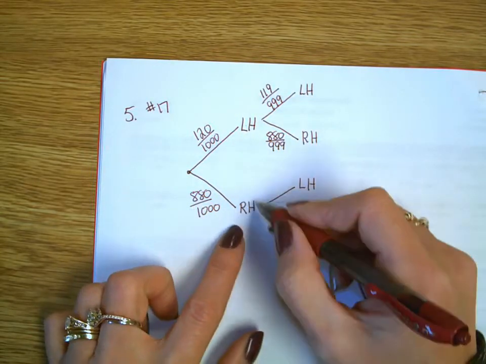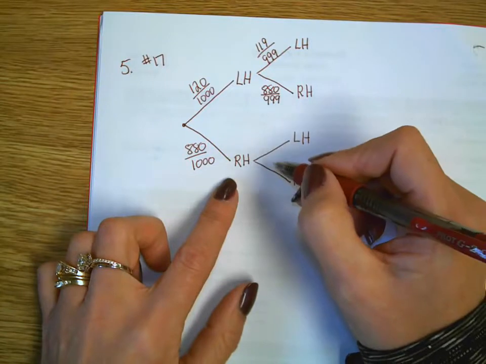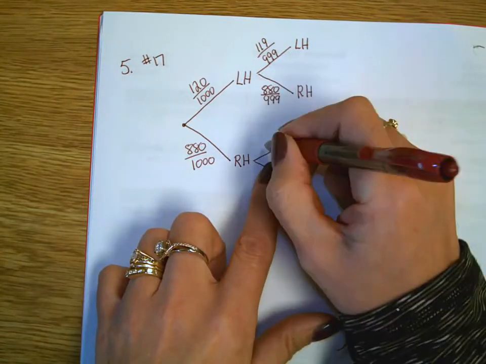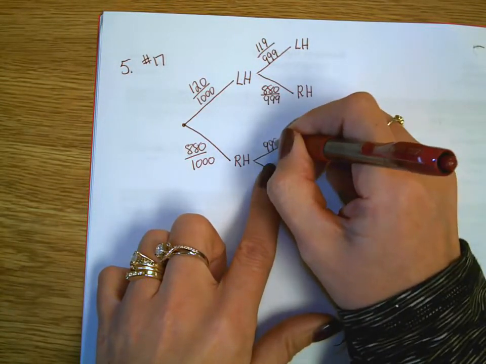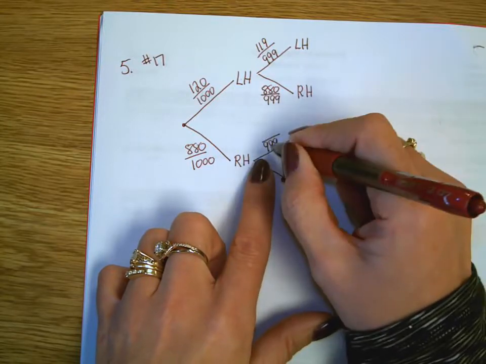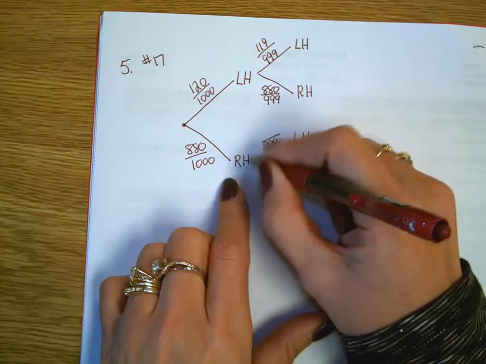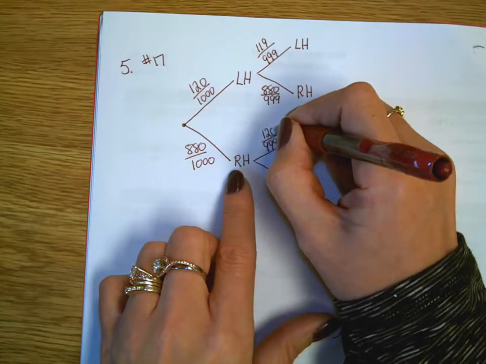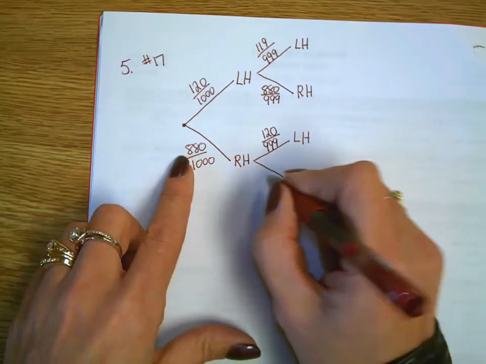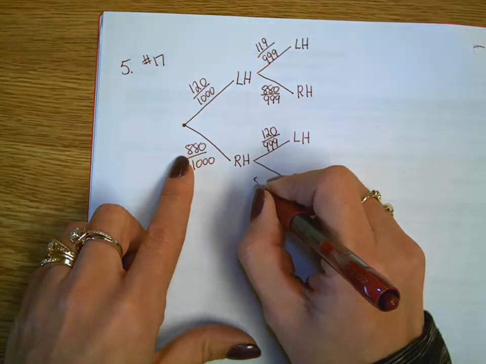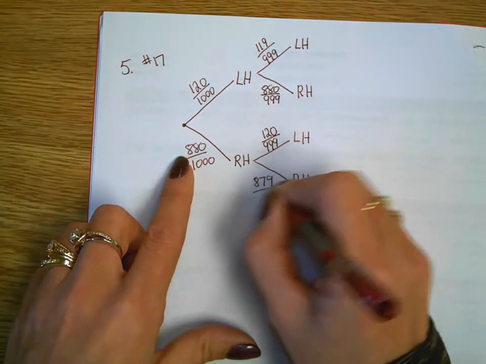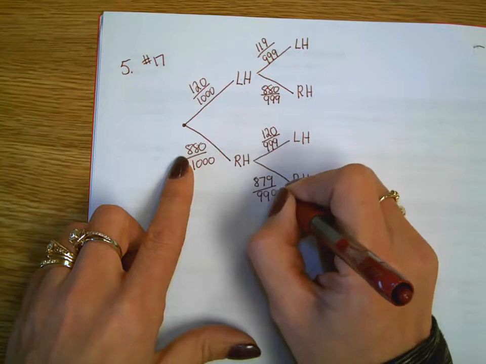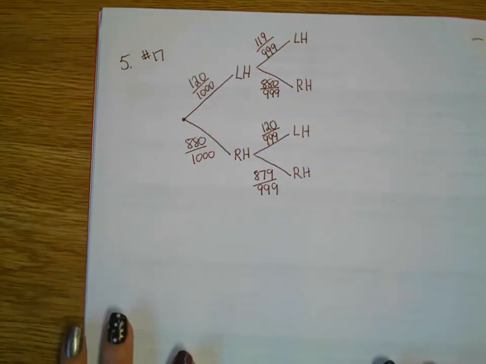Down here, now I'm looking at my first person out being right-handed, so that means I'm still picking out of 999 for my second person, but all left-handed people are still in because it's a right-handed out, so I got 120. And then here, my second person being right-handed would be 879 out of 999. And now let's look at the probability questions.